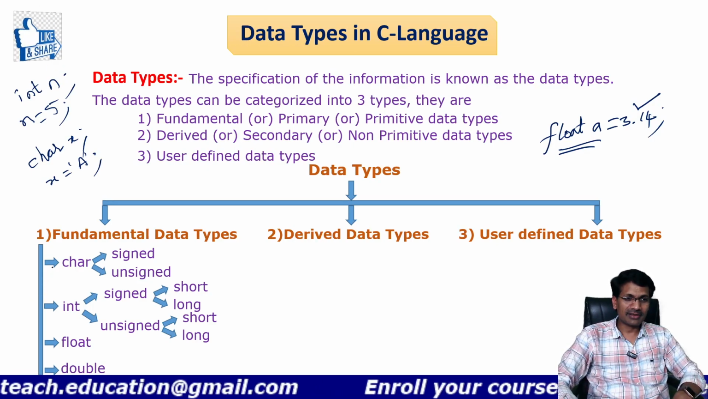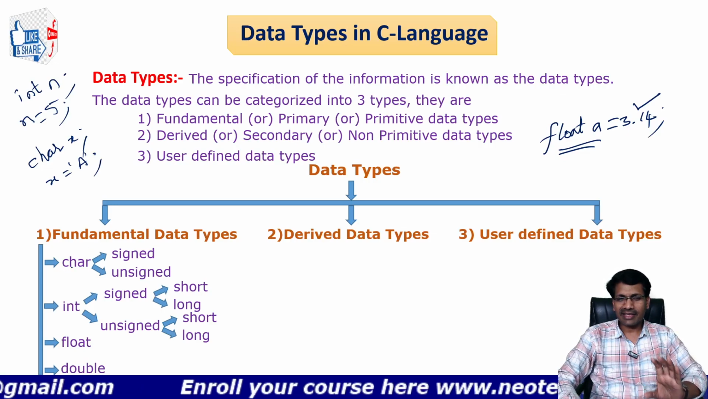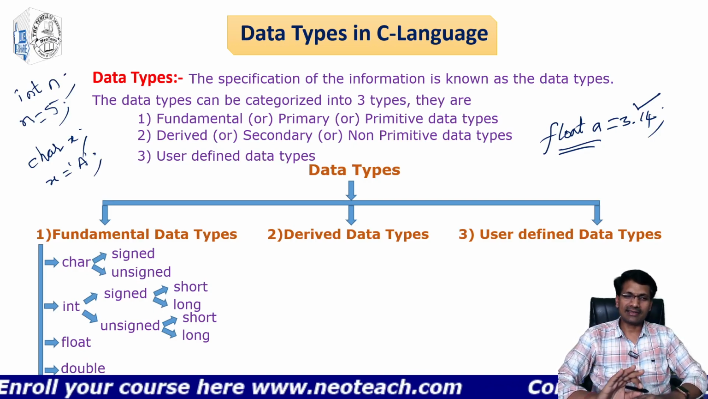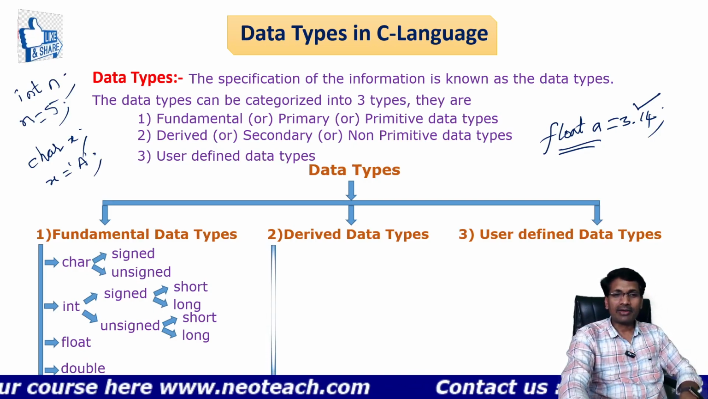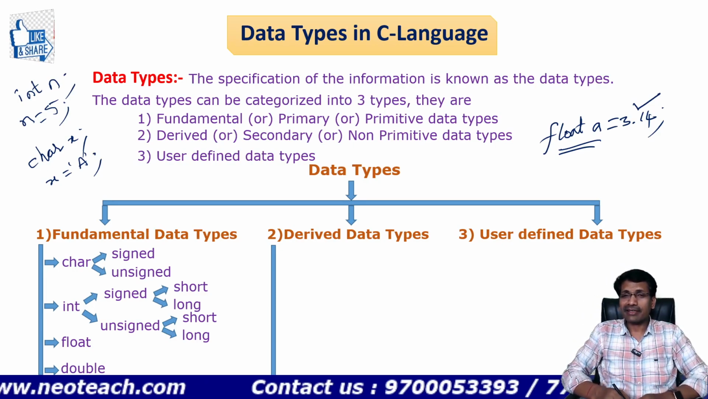So remember this, fundamental data types are very important. They are just character, integer, float and double, these 4. And when we go for derived data types, why are we saying derived?